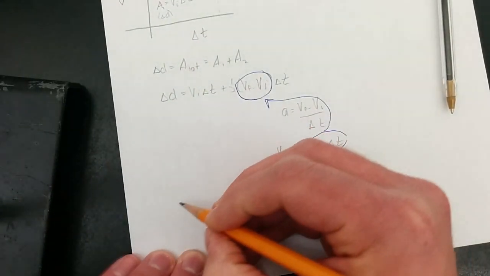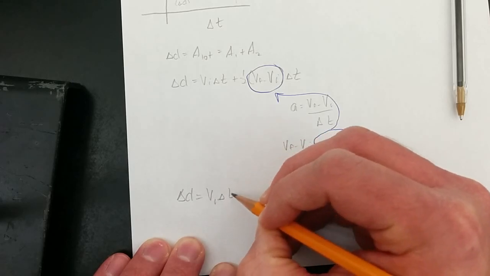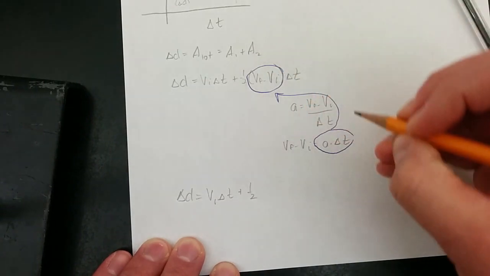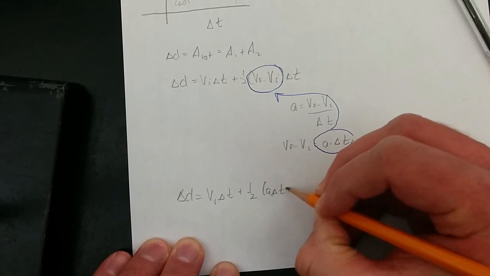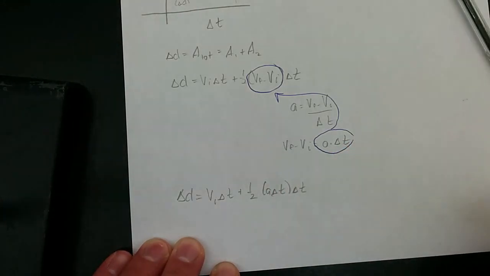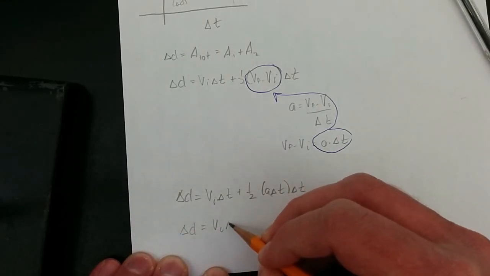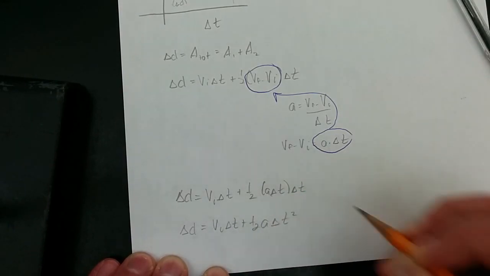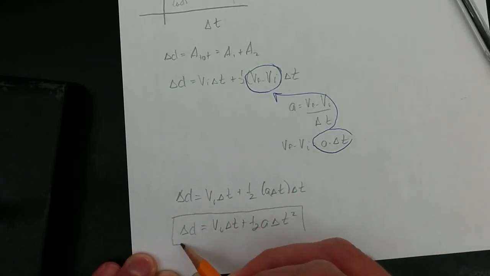So now what I end up having is delta d is still going to be Vi delta t plus 1/2, not times the Vf minus Vi I had before, but now what I've substituted in for it, a delta t. So I'm going to have a delta t times again delta t, and you all know that anything multiplied by itself is that value squared. So I'm going to finish off as delta d equals Vi delta t plus 1/2 a delta t squared. There's our third acceleration equation.